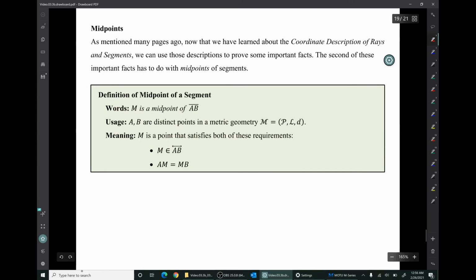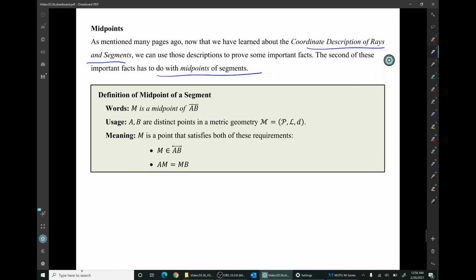Let's go on. The last subject I want to talk about is midpoints. As I mentioned many pages ago, now that we've learned about the coordinate description of rays and segments, we can use those descriptions to prove some important facts. I said we were going to prove 2 important facts. Well, the second of these important facts has to do with midpoints of segments.